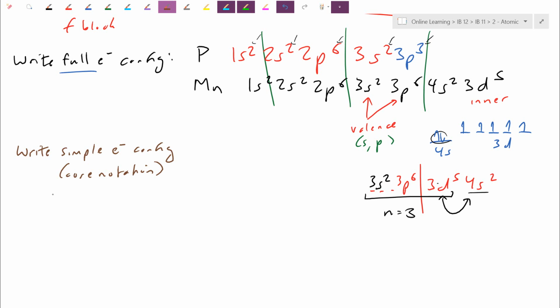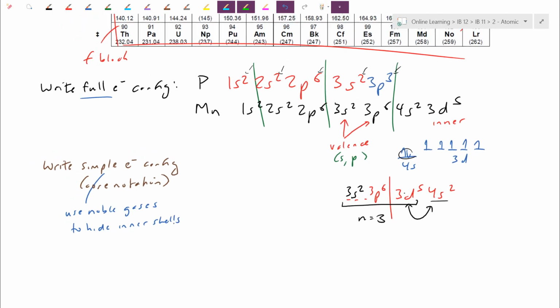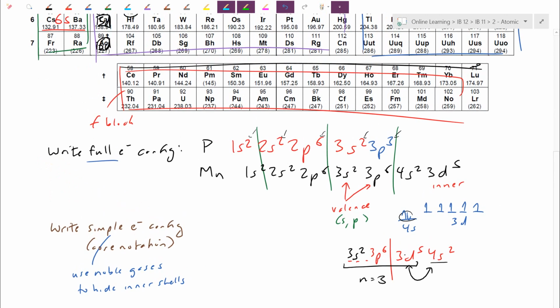In our rule for the simple electron configuration, we're going to use a noble gas. Noble gases are nice because they have a full shell inside. So use noble gases to hide any inner shells. We're going to start off with the noble gas, and then just tell you what the remaining is. So for example, if I did the simple configuration instead of the full configuration, phosphorus has two full shells, and doesn't quite have the third shell full just yet. If I want to hide the most, I want to take the noble gas that has two full shells and hide that part.